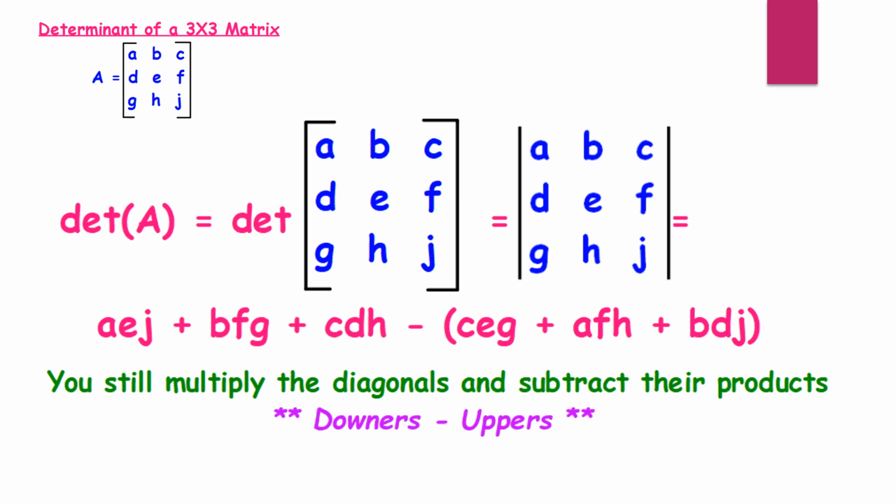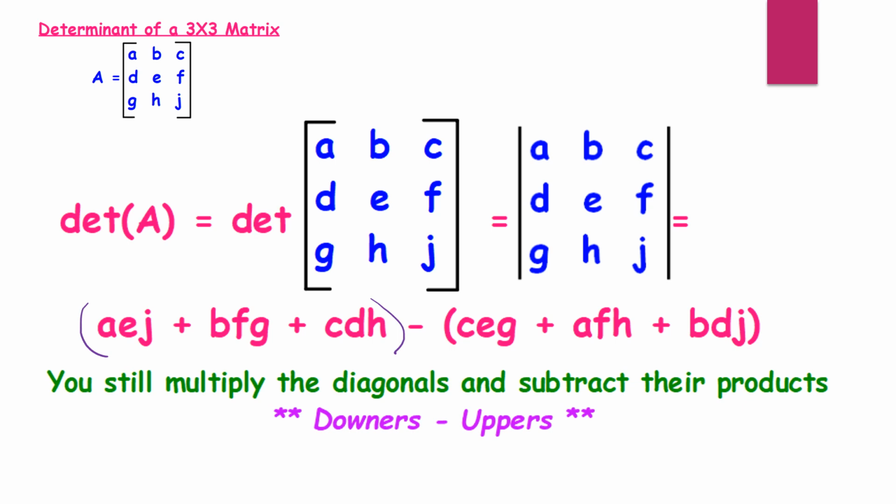So in our determinant, we've got the determinant of A, the determinant of the matrix, or those absolute value bars. You'll notice that we are still multiplying the down diagonals, then we're finding the sum of all three of those, and then subtracting, multiplying each of the up diagonals, finding their individual products, and adding them as well. So downers minus uppers, down diagonals minus the up diagonals.